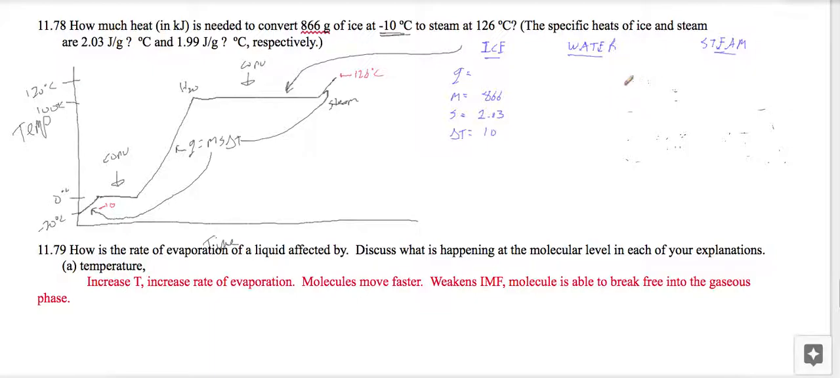Water, don't know the energy, that's what we're looking for. The mass is still the same, 866. Specific heat of water is 4.184. And the change in temperature is 100, because it goes from 0 all the way to 100. Steam now. 866 as well. 1.99 for the specific heat, and it goes through temperature change of 26. So add all those together, all the Q's.